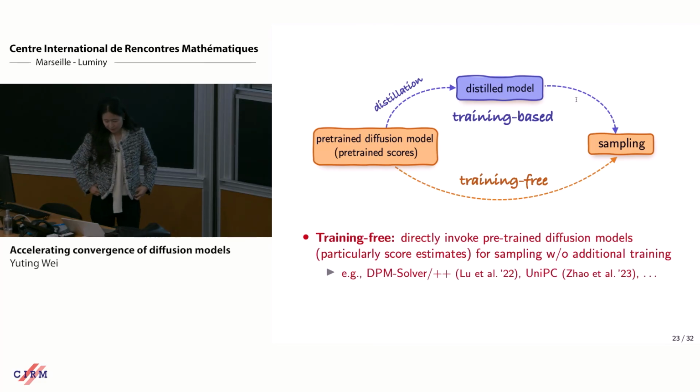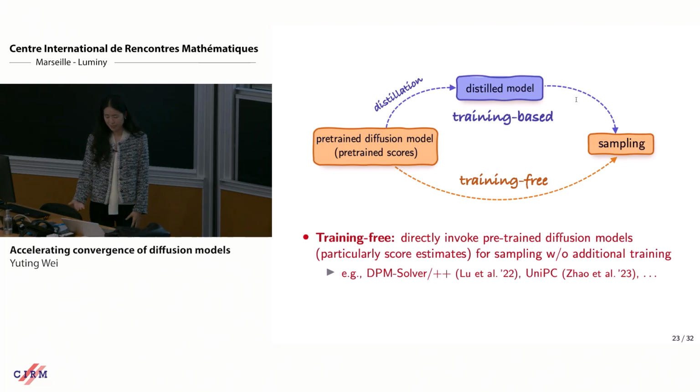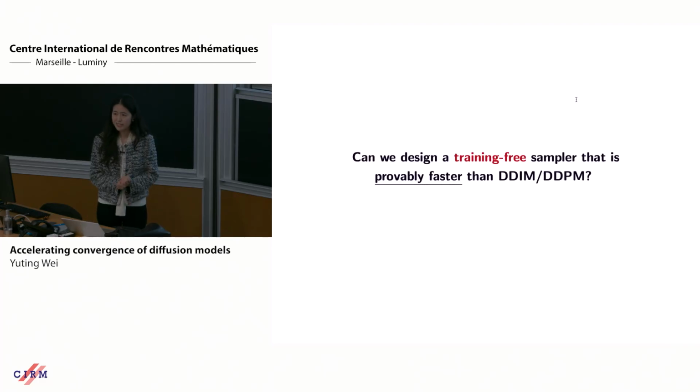And the other set of paradigm people propose is training-free speedup, where you directly invoke the pre-trained diffusion models and generate samples without additional training. So in this part of the talk, I will try to design a training-free sampler that is provably faster than DDPM or DDIM. Is that clear? Okay, so how are we gonna do it?